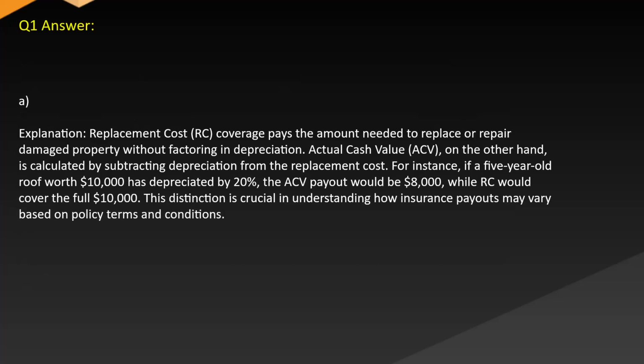Answer A. Explanation. Replacement cost (RC) coverage pays the amount needed to replace or repair damaged property without factoring in depreciation. Actual cash value (ACV), on the other hand, is calculated by subtracting depreciation from the replacement cost. For instance, if a 5-year-old roof worth $10,000 has depreciated by 20%, the ACV payout would be $8,000, while RC would cover the full $10,000. This distinction is crucial in understanding how insurance payouts may vary based on policy terms and conditions.